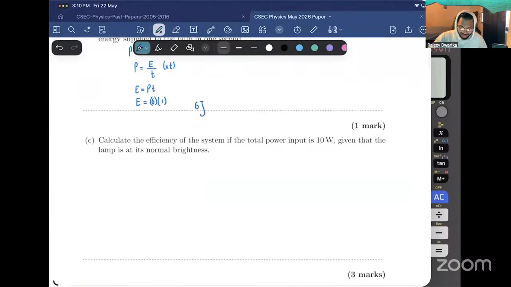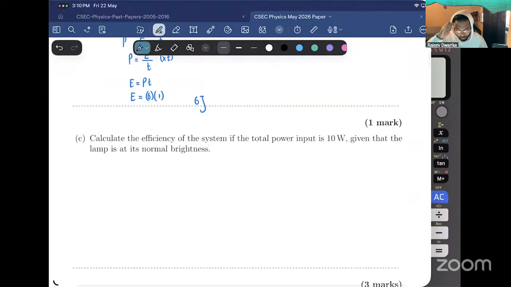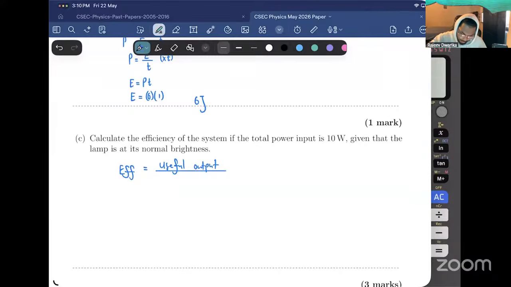That'll be funny. Calculate the efficiency of the system if the total input power is 10 watts. Okay, no problem. So, do you guys remember the formula for efficiency? Output over total input. So, it's the useful output over the total input times 100.